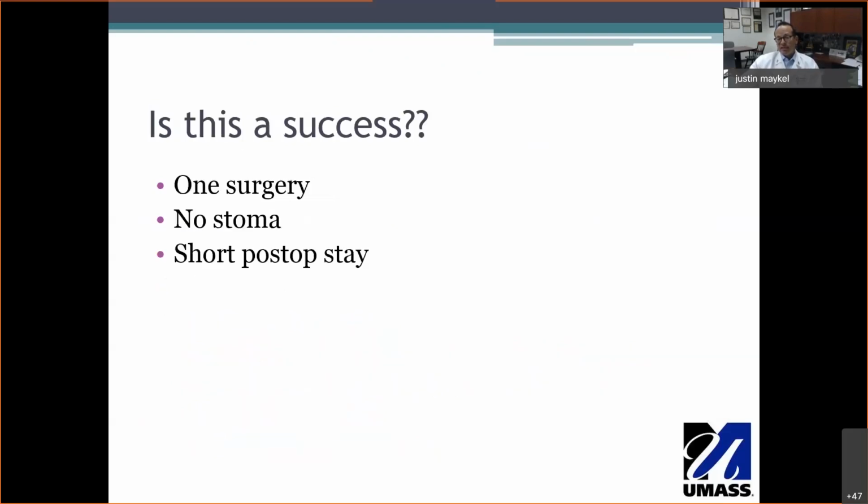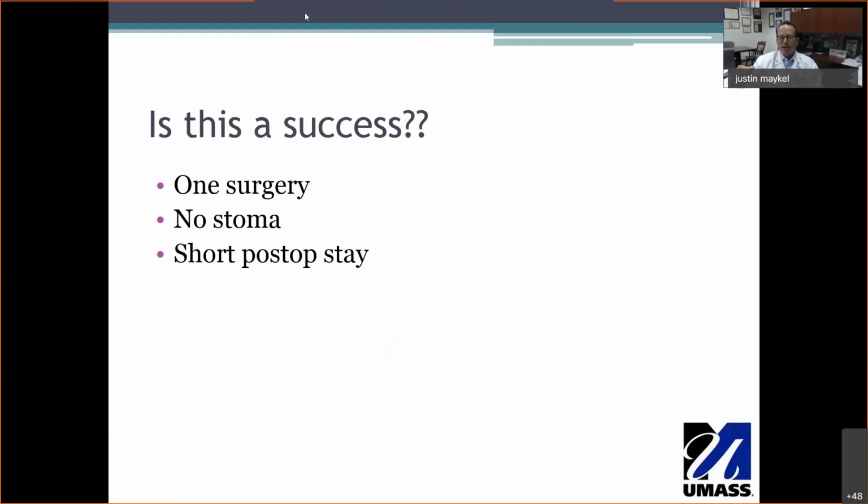Next slide. The patient's been seen in follow-up. She's actually doing quite well. And the question, in conclusion, we can open this for discussion, is this a success? The patient ended up having 1 surgery, didn't have to have a stoma. She had a short hospital stay following the operation. So from that perspective, I would say, yes, this was actually a success.